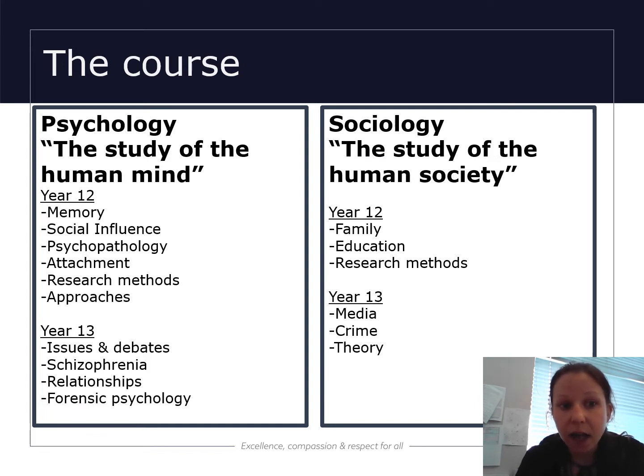So you can see there, if we start with the psychology, the topics that are covered throughout the 2 years. We look at memory, how our memories work, how our brain manages to store memories. We look at social influence, which is issues like why we conform, why do we do what others do, why do we follow the crowd, why do we obey, why do we accept certain forms of authority. Psychopathology, which is the study of abnormal behaviour. So we look at things like OCD, phobias, depression.